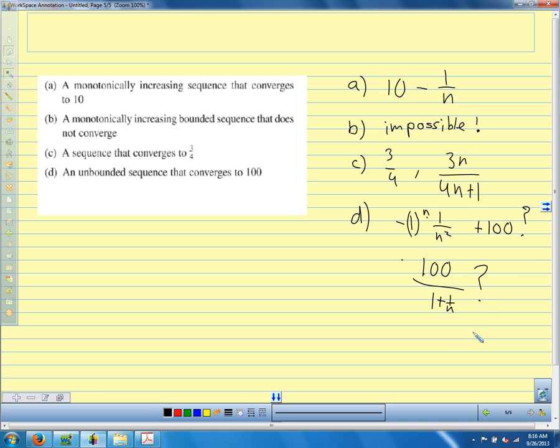An unbounded sequence diverges, doesn't converge. So part D is impossible. But the way you guys were thinking about sequences, that's very good. Thinking about, can I make this work? This doesn't make sense. That's good.